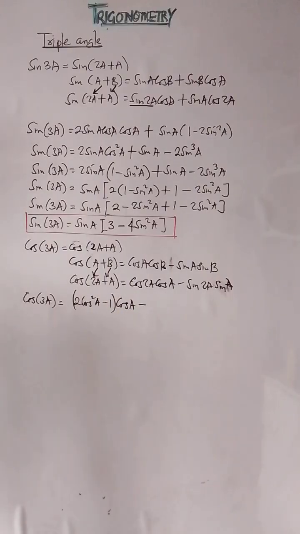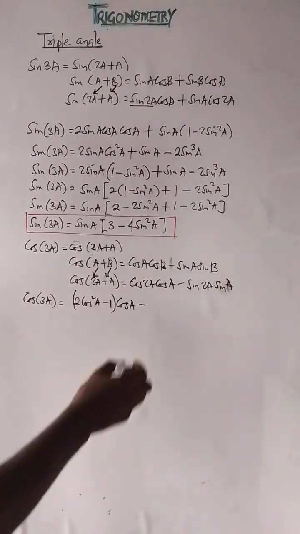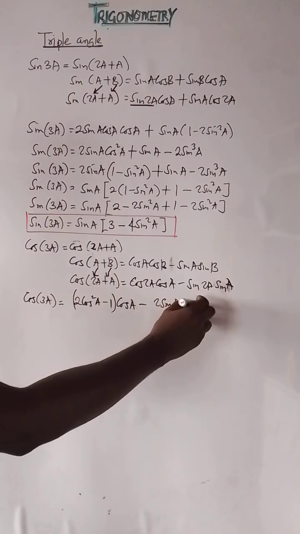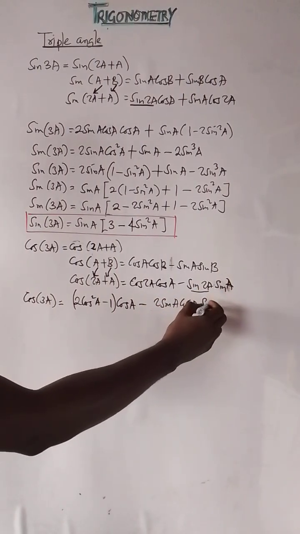What's sine 2A? Let's write sine 2A in terms of A. Sine 2A is always what? 2 sine A cos A. So that's for sine 2A. Then we have what? Sine A again.